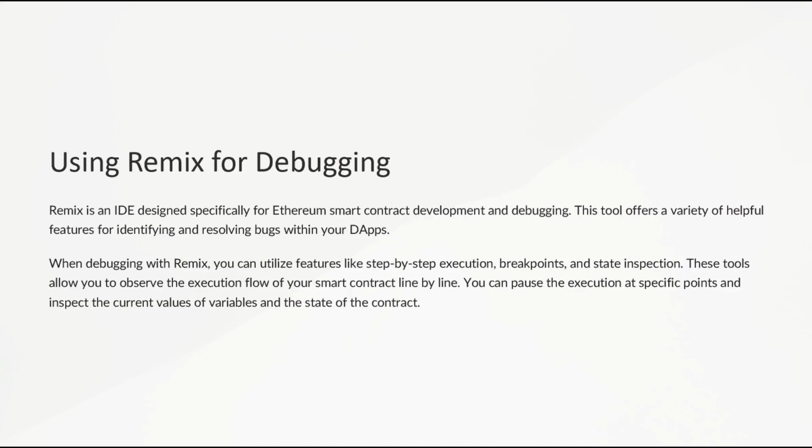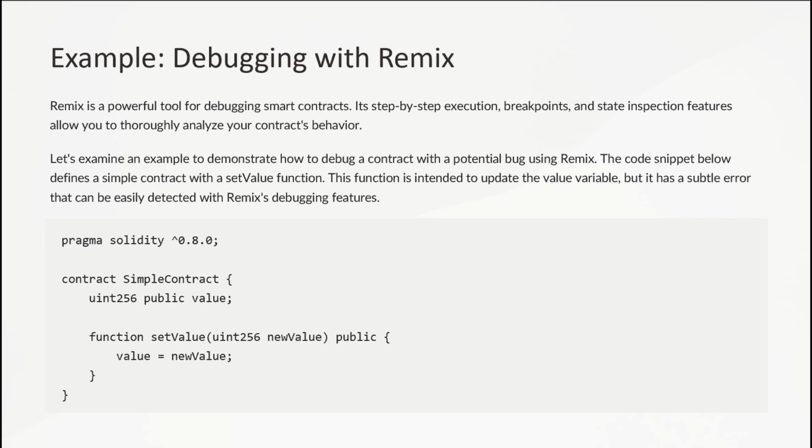Smart contract debugging tools. Remix, a web-based IDE for Ethereum smart contract development and debugging. It offers features like step-by-step execution, breakpoints, and state inspection, which allows developers to observe contract execution line by line, pause execution, and inspect variables. For example, consider a simple contract with a set value function intended to update a variable. Using Remix's step-by-step execution, you can detect a subtle bug where the value isn't updated as expected, allowing you to identify and correct the error.